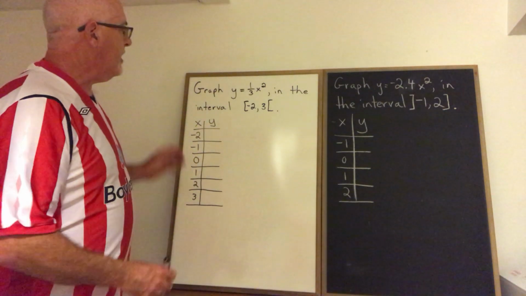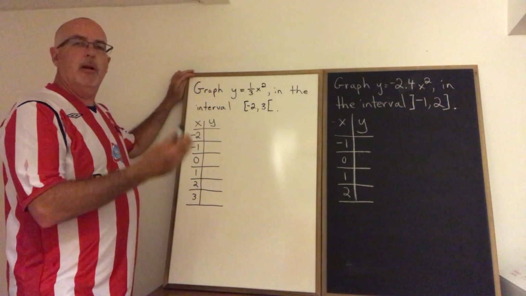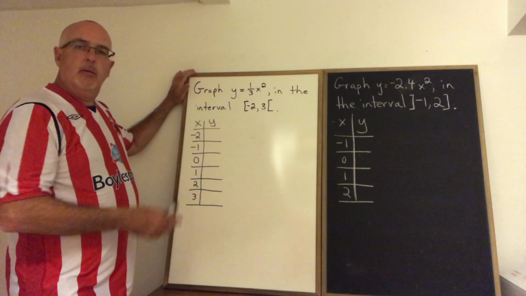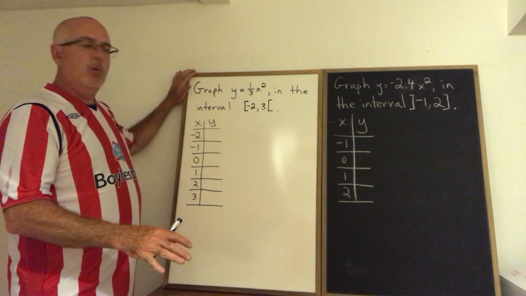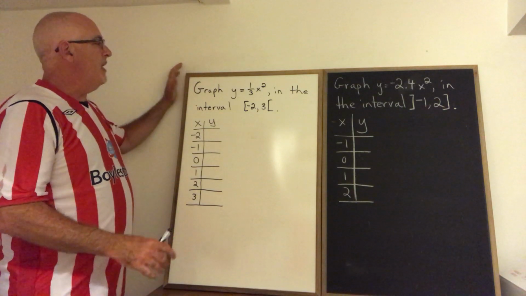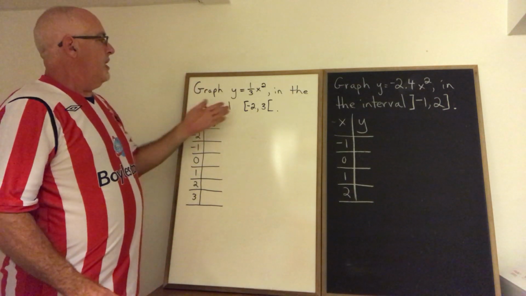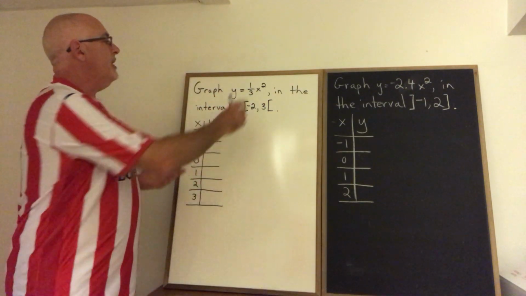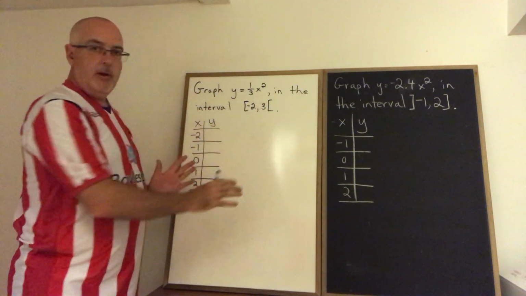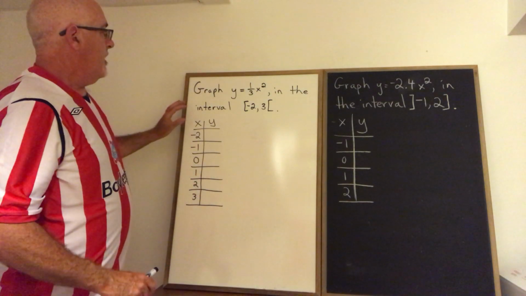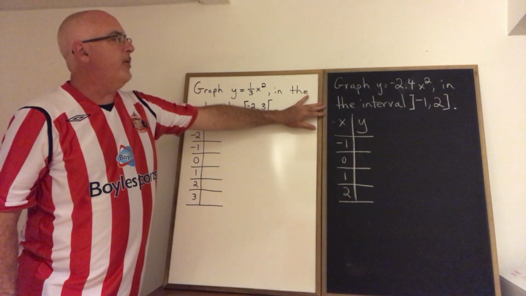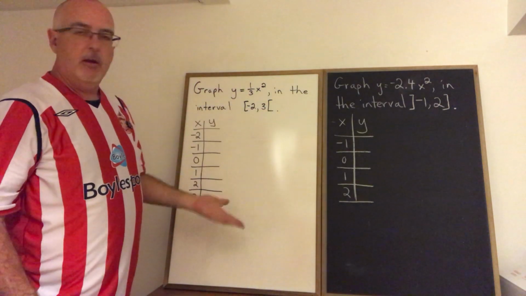Today's Daily Dose of Math is about graphing a quadratic equation of the form y equals ax squared, which is one of the simpler forms of the quadratic equation. In this question, we're being asked to graph y equals 1/3 x squared in the interval -2 to 3. In this other one, we're being asked to graph y equals -2.4 x squared in the interval from -1 to 2.